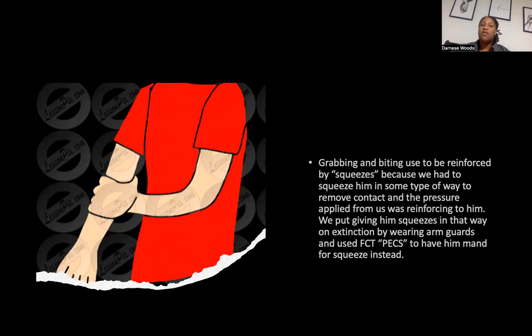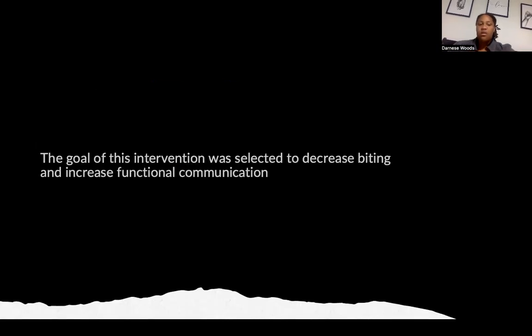So with the squeezes, it was the push, the bite, the release, any type of physical contact. He loved it, and that was his way. The biting was his way of asking for it. So the goal of this intervention was selected to decrease biting and increase functional communication.